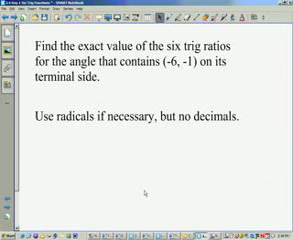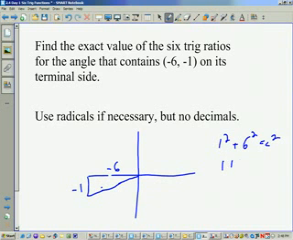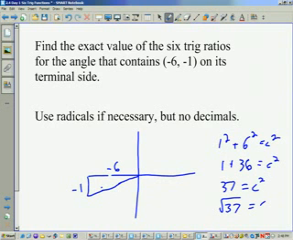Now find the exact value of the trig ratios for the point -6, 1. So that means I go to the left 6. I go down 1. Alright, now we have to find that hypotenuse. So 1 squared plus 6 squared equals c squared. 1 plus 36 is 37. So the square root of 37 is our hypotenuse.